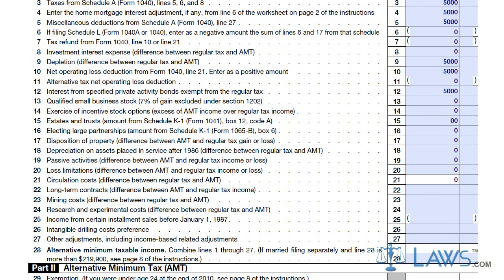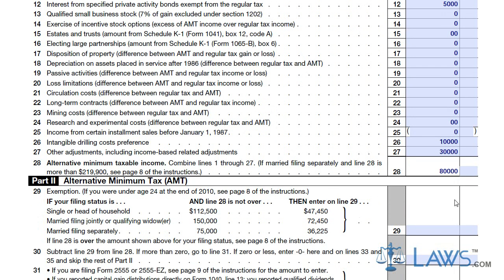Add all of the amounts in lines 1 through 27 and enter this amount on line 28. This is your alternative minimum taxable income. You are exempt from the AMT if the amount on line 28 is less than the amounts indicated in line 29 in Part 2. If more, you must further complete Part 2.